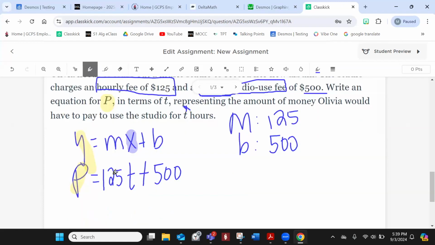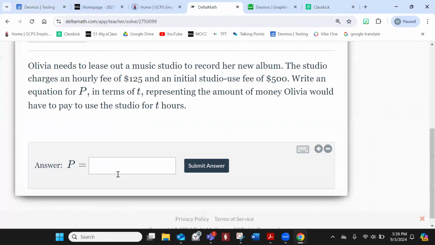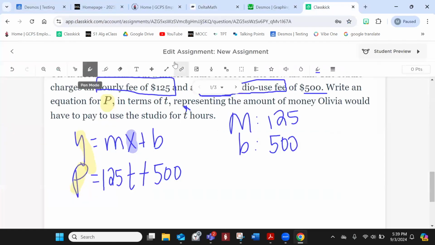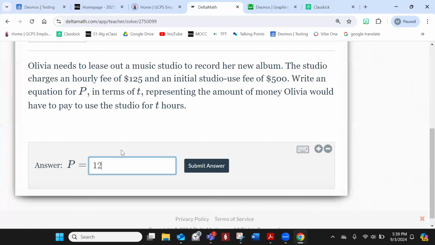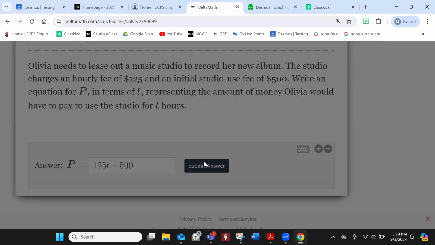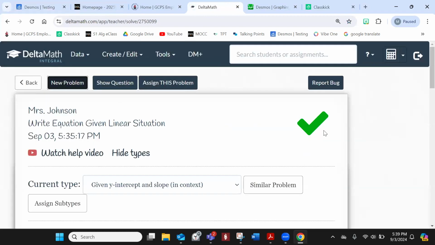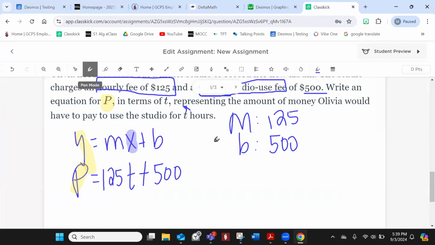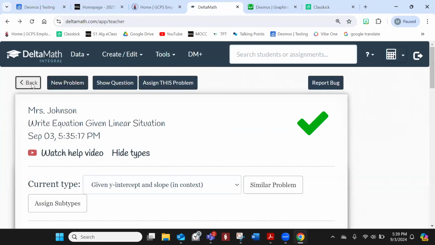All right, so let's put this in. Hopefully we wrote it right. We're going to put P equals 125T plus 500. Let's see. Also, if you notice, it's capital P. Oh, it already has the capital P, so that's good. Let's put 125T plus 500, and let's see if we got it. Yes, we got it right. So just remember on the test, if you do y equals 125x plus 500, that would count.